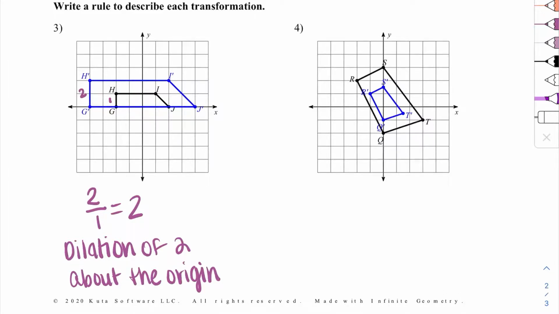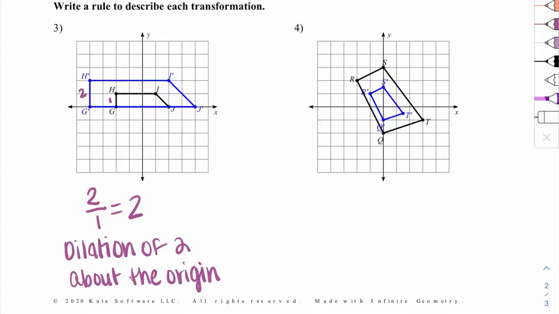All right, let's go ahead and look at number 4. Before we get started talking about a strategy here, I first want to just talk about whether it's getting bigger or smaller. So the black one will be our original figure, and the blue one, notice it has the primes, is our new figure. If we look at what's happening from the black to the blue, we notice that it is getting smaller. So since it is getting smaller, your scale factor will need to be between 0 and 1.